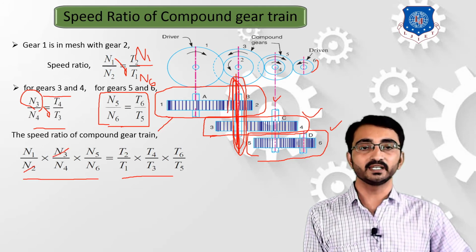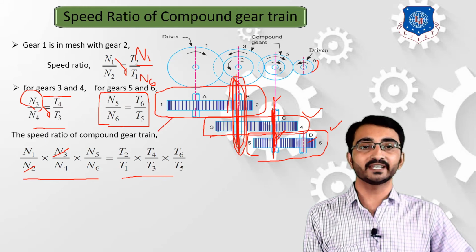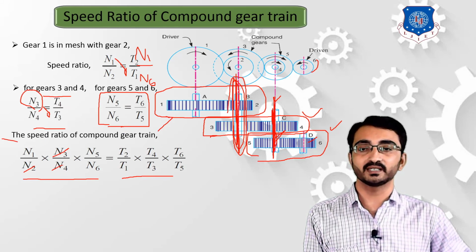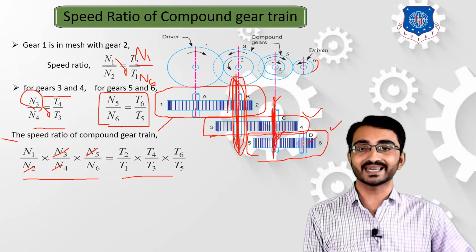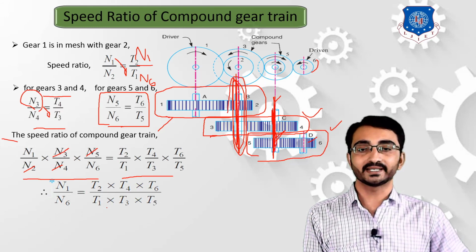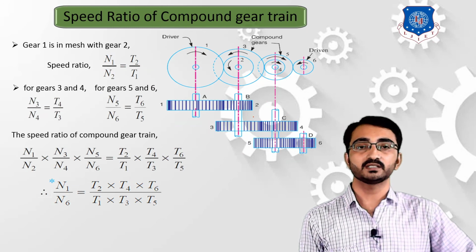Similarly, your gear 4 and gear 5, they both are mounted on shaft C. So N4 is equal to N5. So over here in this equation we can say that N4 is equal to N5, so we can cancel out both the terms. So we will have a remaining term such as N1 by N6, which is equal to T2 by T1 into T4 by T3 into T6 by T5. We can simplify that in this mechanism.